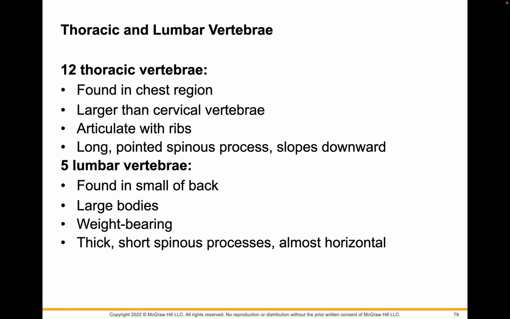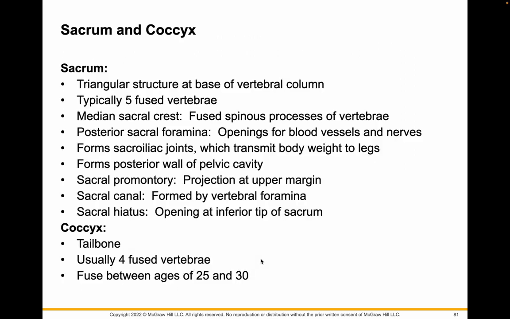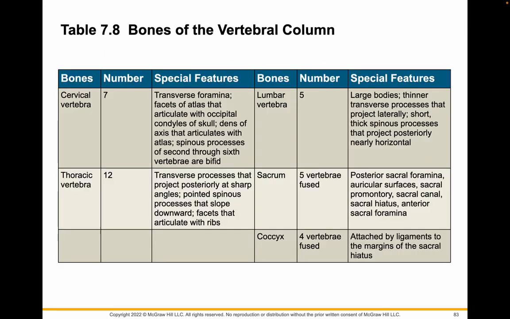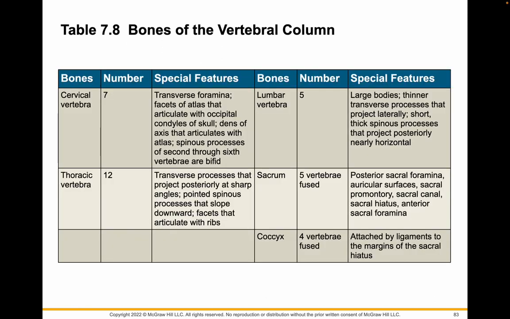Below them are 5 lumbar vertebrae, unless you're Mrs. Barker, and then you have 6, and that is the small of your back. They're very large-bodied because they are weight-bearing and thick. And so you can kind of see the thick-bodied lumbar vertebrae. Last, we have our sacrum and our coccyx, which is our tailbone. And so that is a picture of your sacrum, and the coccyx is this piece right here. Almost looks like a rattle on a rattlesnake. And so here is a table of the bones, how many there are and their special features.